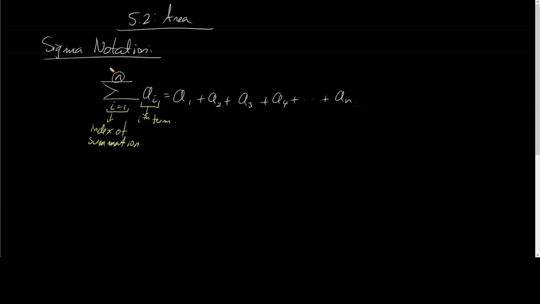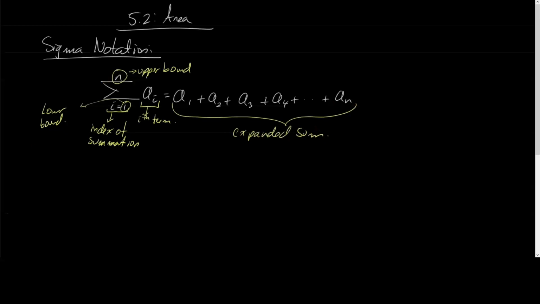This n is called the upper bound. It tells us where we stop adding, how many terms we're going to have. And this one represents the lower bound. On this side over here, the rest of this is the actual expanded sum. And this symbol right there is the sigma. All right, so that's a whole bunch of terminology.